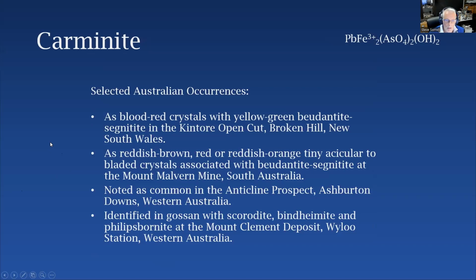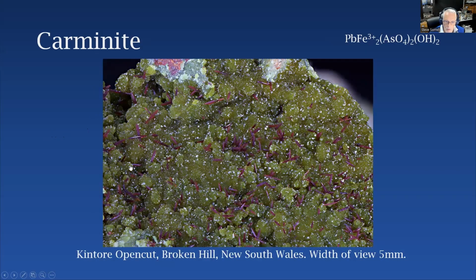Carminite is again fairly rare but abundant at places like Broken Hill. It occurs as red to almost black crystals. And you can see here the individual red crystals dotted over the surface of what is probably beudantite or segnitite or somewhere in that series. Again, that's one that you can't pick unless it's analysed. But the carminite's relatively easy to tell from.